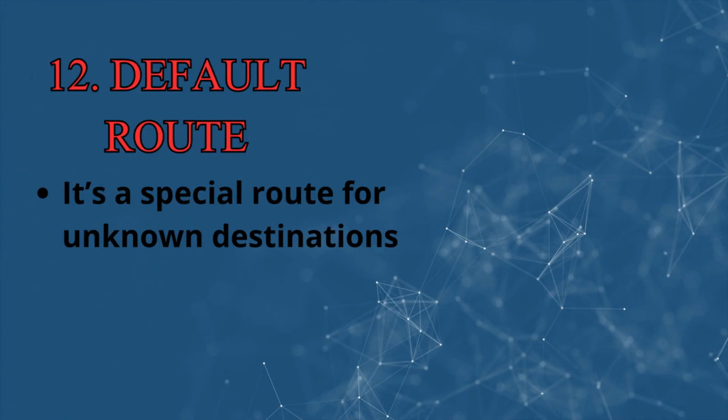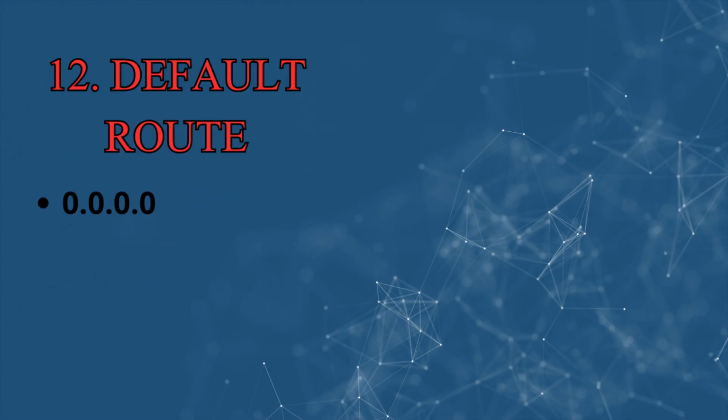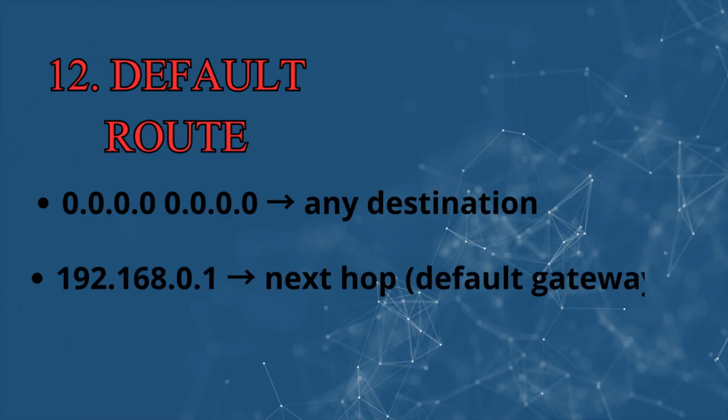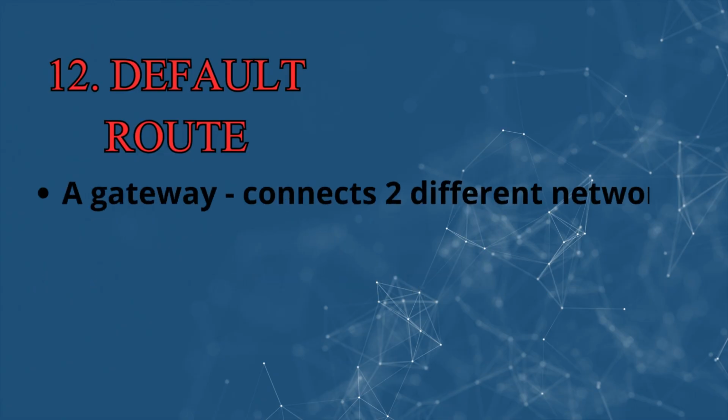It means everything else. We configure it on a router by using the command ip route 0.0.0.0 0.0.0.0, and then we specify our default gateway, and let's say for example 192.168.0.1, and all the zeros mean any destination. So the router doesn't know where to send the packet, and then it will send it to the next hop at 192.168.0.1.